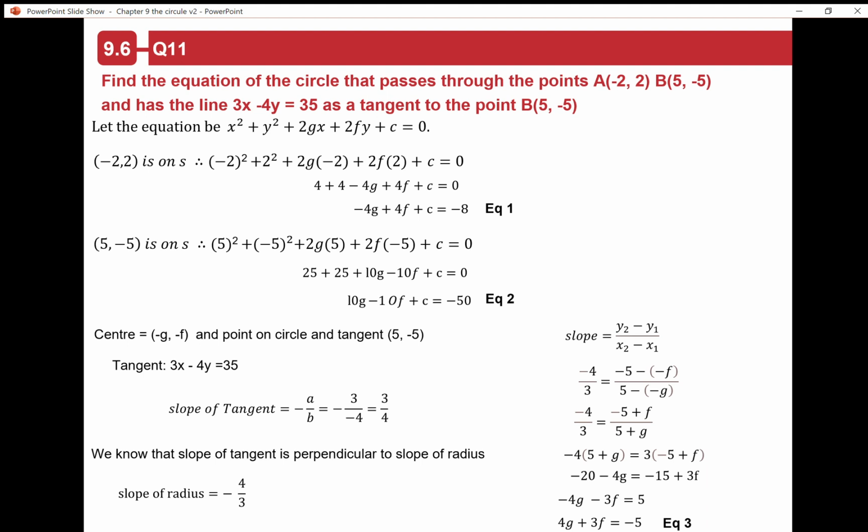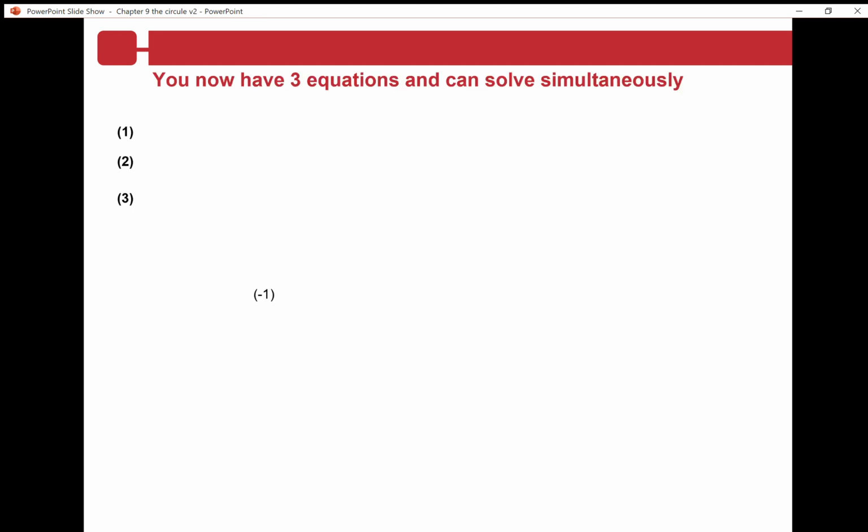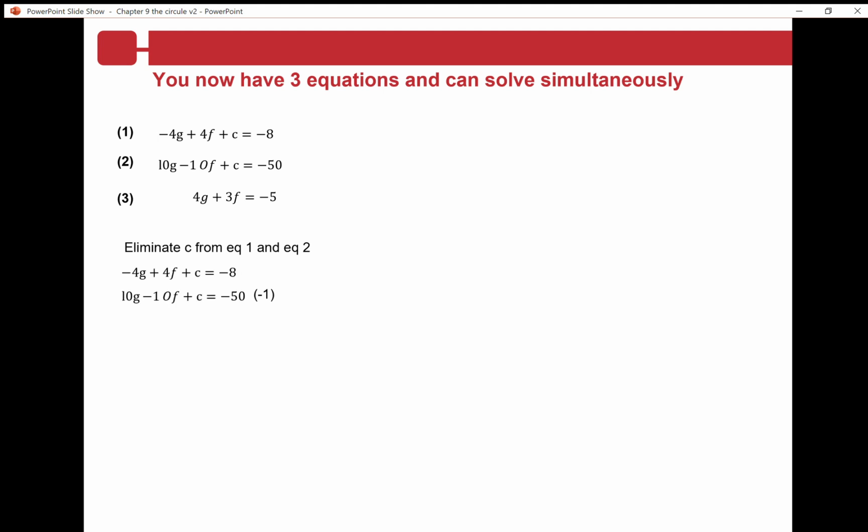Okay, I now have 3 equations which have g, f, and c in them, and so I can solve these simultaneously. Alright, here's my 3 equations. I'm going to take equation 1 and equation 2, and I'm going to eliminate the c from them. So writing down equation 1 and equation 2, I want to eliminate my c, so I am going to multiply my second equation by minus 1. This would give me minus 10g plus 10f minus c equals plus 50.